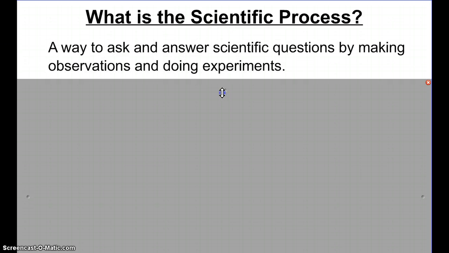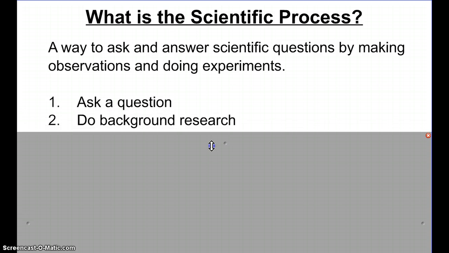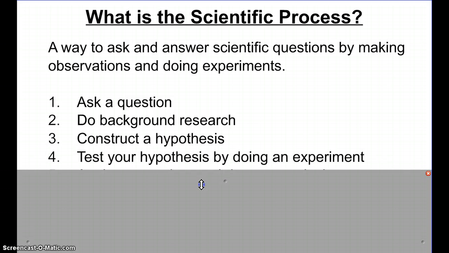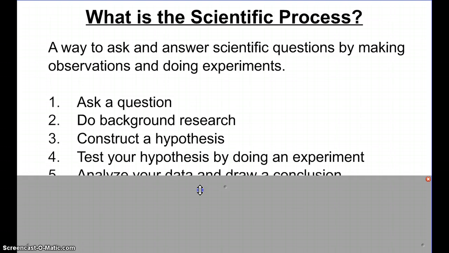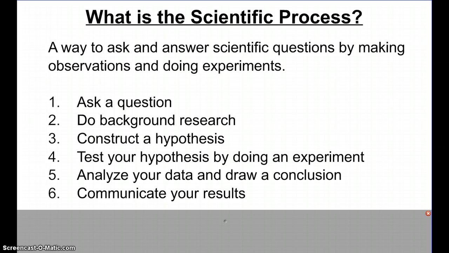So let's go ahead and go over what the scientific process is. It is a way to ask and answer scientific questions by making observations and doing experiments. It is a 6-step process. It begins with asking a question, and then you do some background research. Then you construct a hypothesis. Then you test your hypothesis by doing an experiment. You analyze your data and draw a conclusion. And finally, you communicate your results.